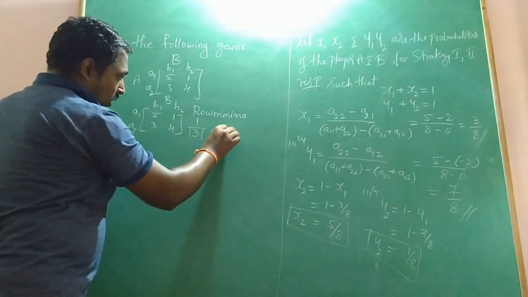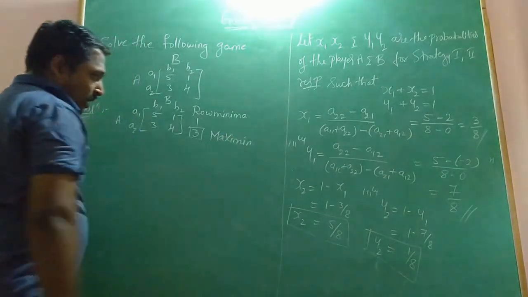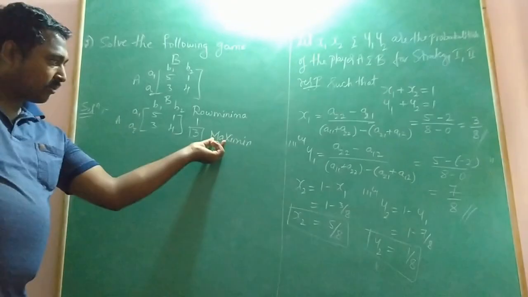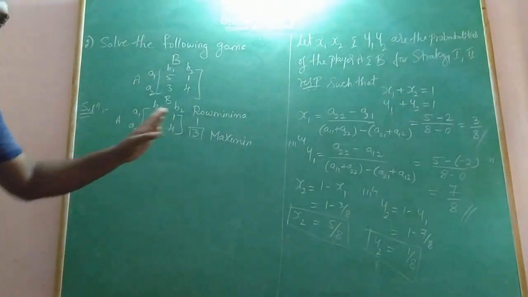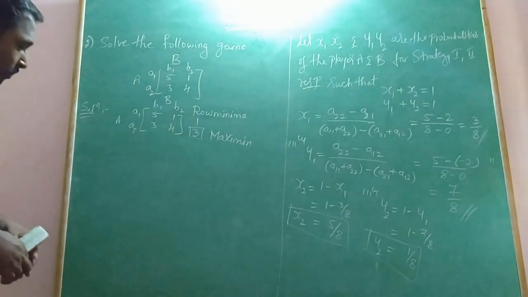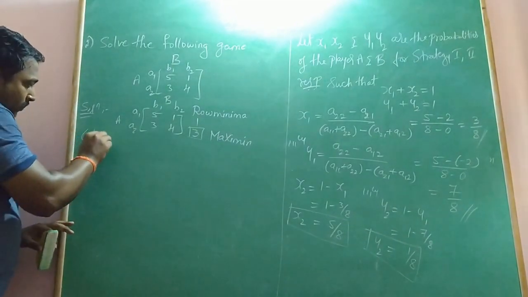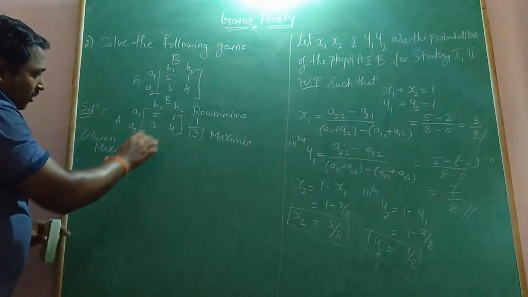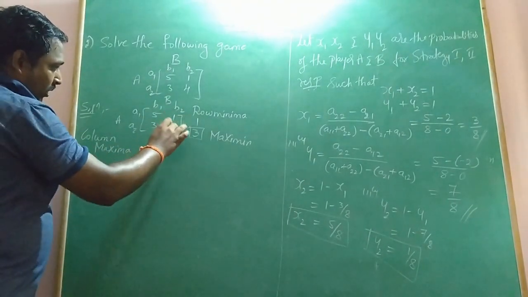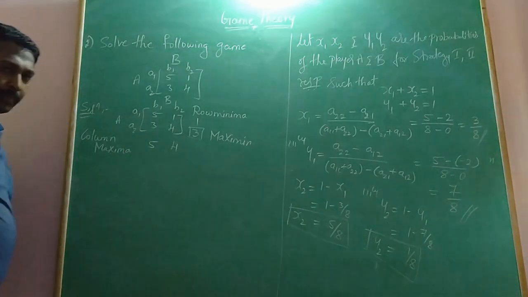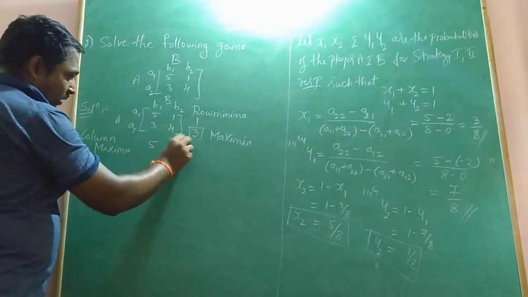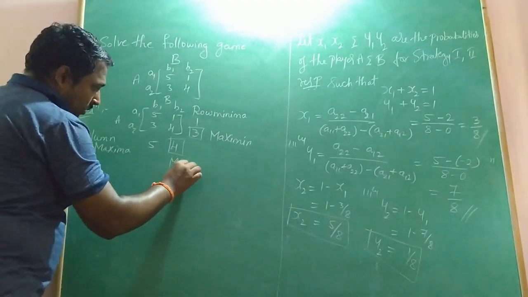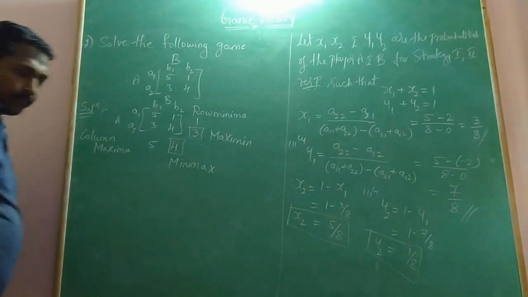Here you write maximin. Remember this easily: out of the minimums, you need to select the maximum. That is with respect to the row player or player A. Similarly, column maximum. 5, 3, maximum is 5. 1, 4, maximum is 4. Out of these maximums, you need to select the minimum. That is, out of 5, 4, minimum is 4. Here you write minimax.